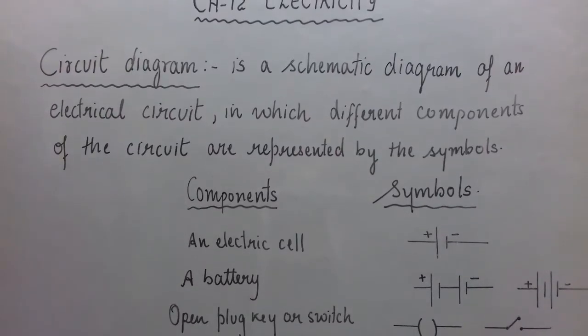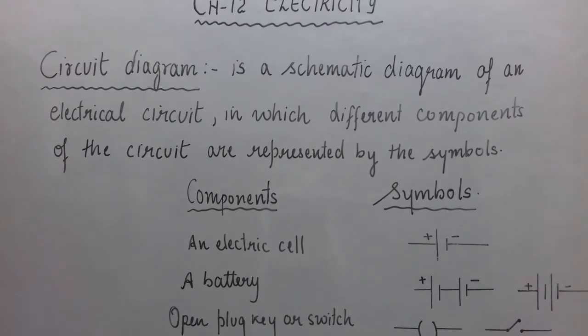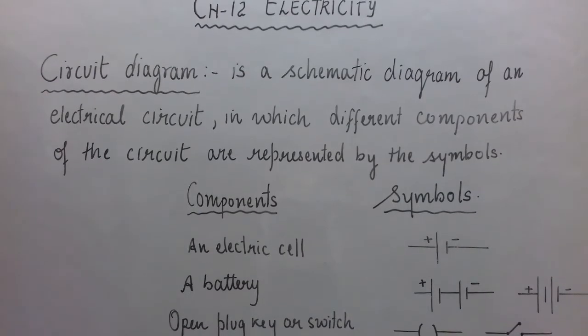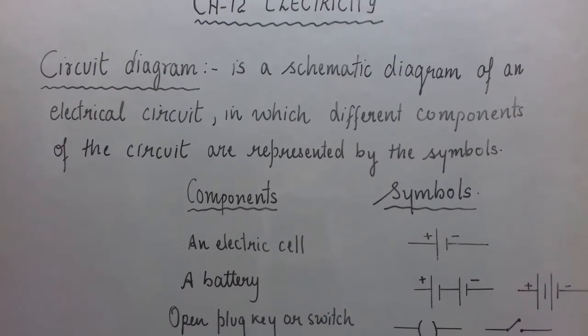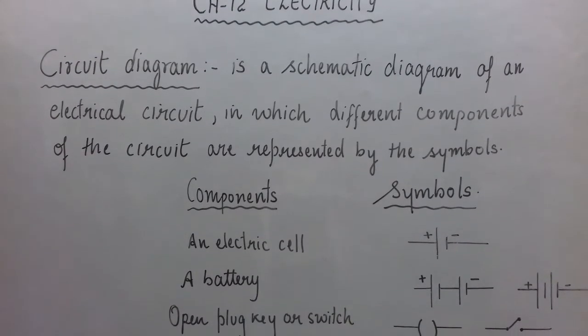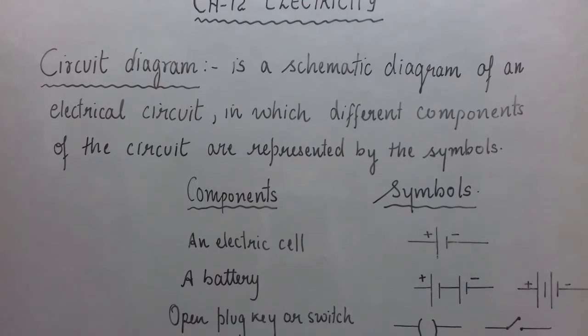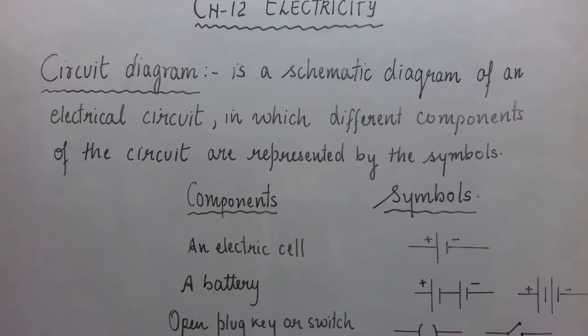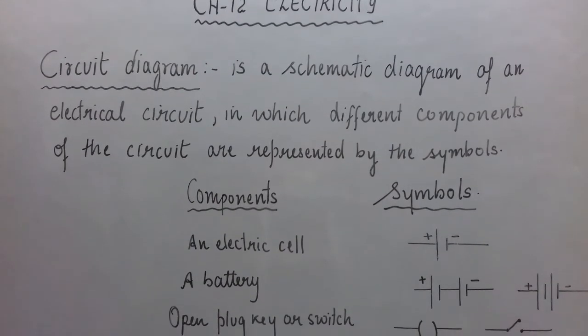Hello students, let us continue with chapter 12, electricity. Let us recall, in the previous video you have studied what is an electric current. You know it is the amount of charge flowing through the conductor in unit time. You know its SI unit is ampere and you can easily define it. You know the other units of current are milliampere and microampere, which are commonly used.